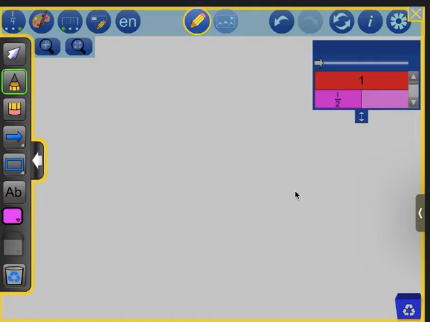And so our next example is 3 and 1/2 divided by 2/3. Oh, sorry, not 3 and 1/2. 3 and 1/3.